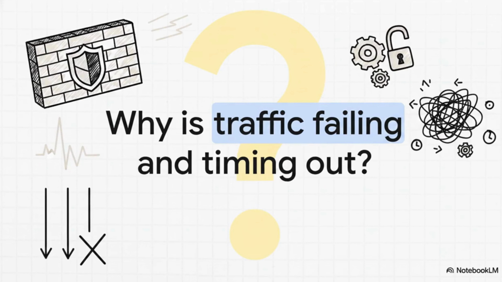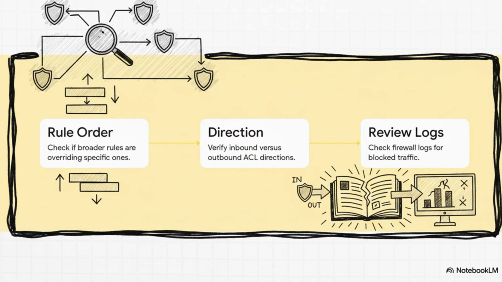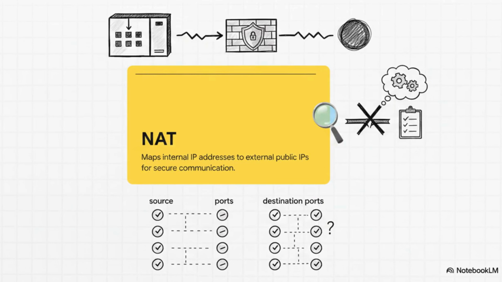Step 3. Troubleshooting. You set up Windows Firewall perfectly, but connections time out. Why is it failing? First, check your rule order. Then, verify if the ACL direction is inbound or outbound and review logs. Don't forget NAT. If inbound requests fail, make sure your translated source and destination ports actually match.